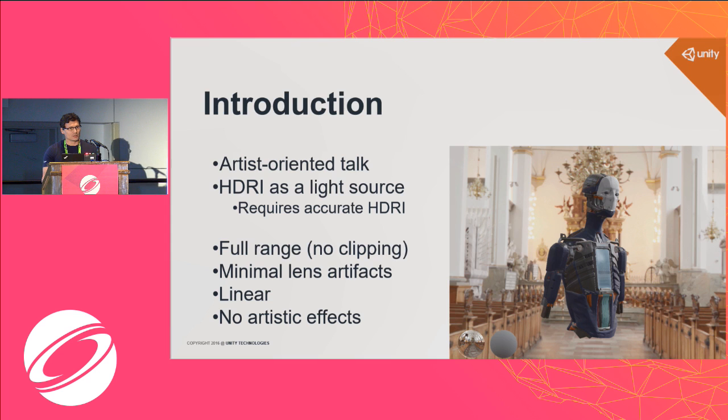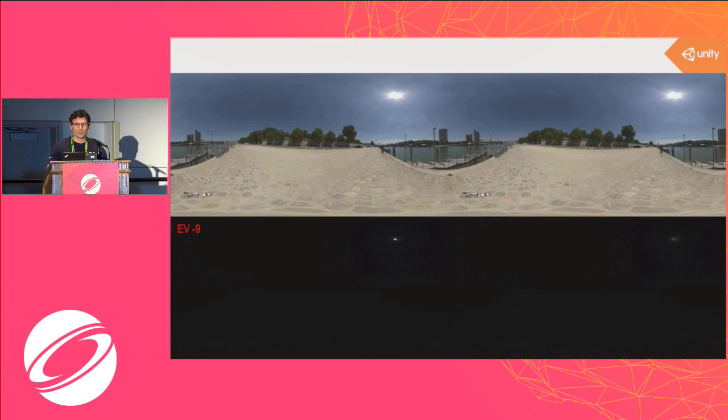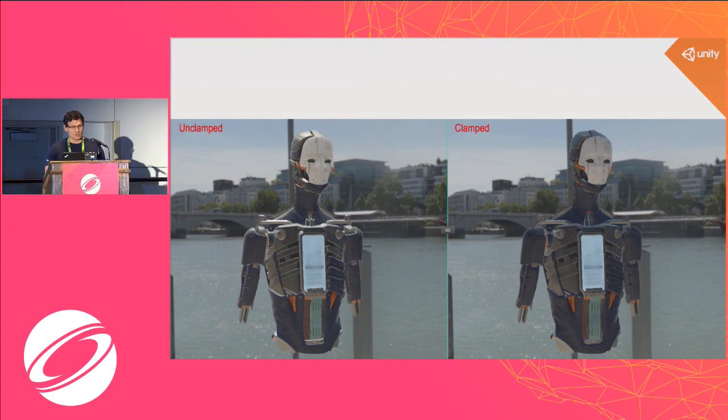Such HDRI needs to be accurate. It means that it must capture the full range of lighting in the scene without clipping. It must have minimal lens artifacts, it must be linear, and it shouldn't include any artistic effects. When talking about full range HDRI, we mean this. Left is unclamped HDRI, and right is a clamped one. When changing the exposure, we can see that the sun disk is slightly less intense on the clamped one. But this small difference has a huge impact on the lighting.